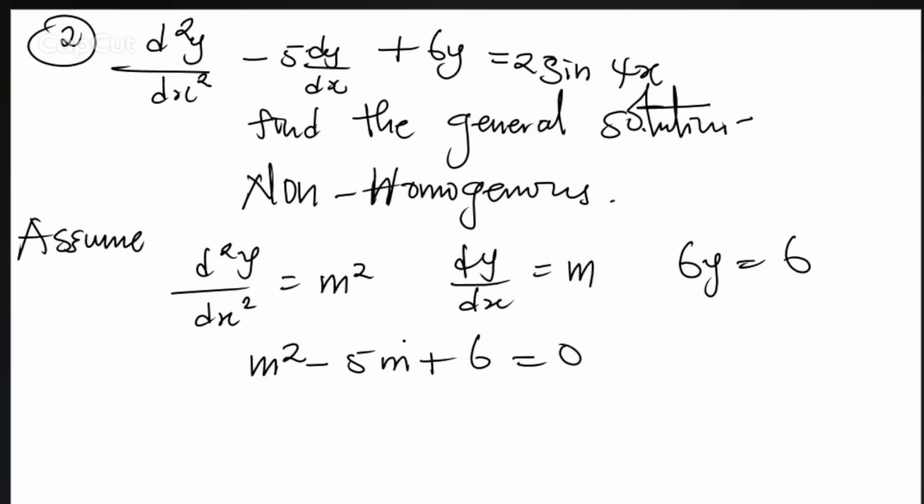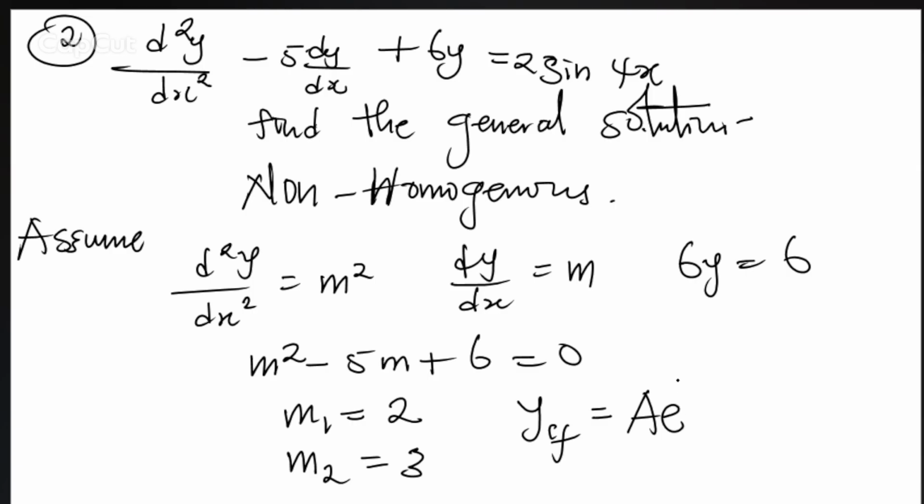Looking at this equation, this is a quadratic equation. We know that our m1 is simply 2, and our m2 will be 3. Now what is the complementary function of our given equation? The complementary function of this equation will simply be y_CF = A e^(2x) + B e^(3x). This is the complementary function of our given auxiliary equation.